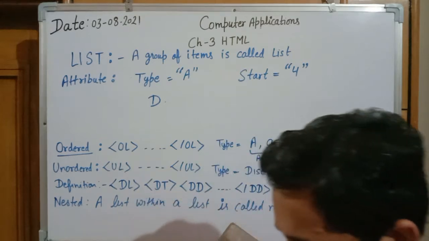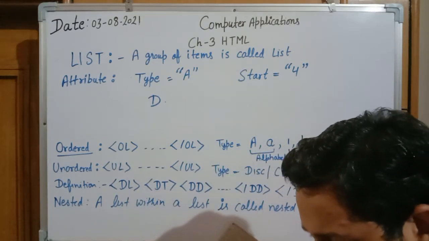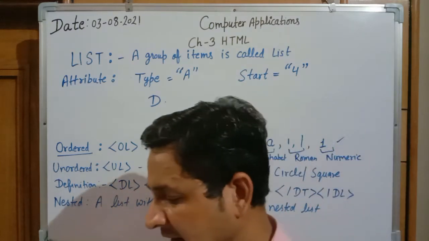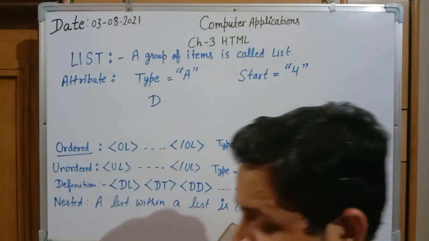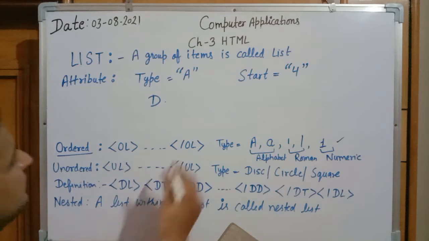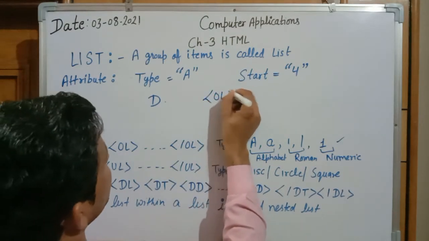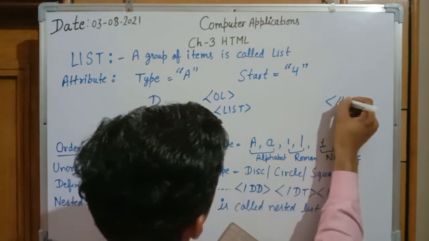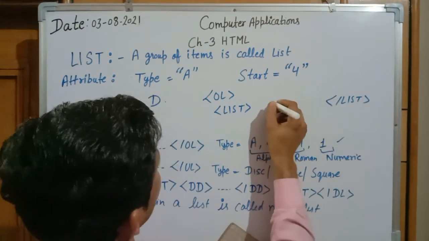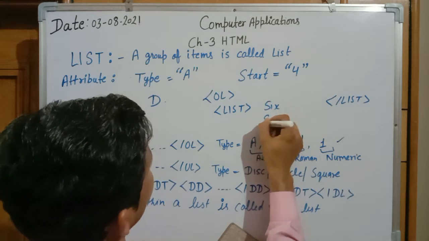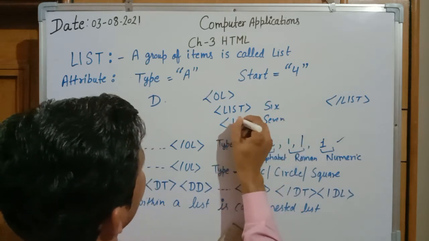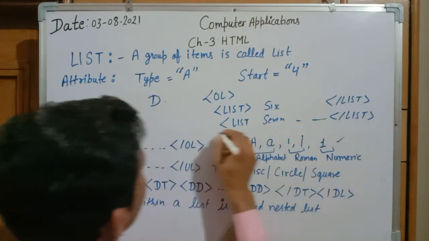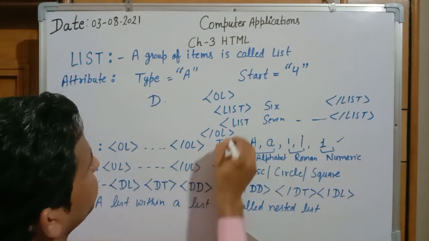In this example, OL is starting with 4 and list items are LI 6, LI 7, LI 8. When a list is created, one more thing you have to understand. When you are creating an ordered list, in this you will enter the items. An item can be written in the list tag. The first item will be written here, the second will be written again in a list tag, and the next will be again written in a list tag. And like this, afterward we will close the OL list.